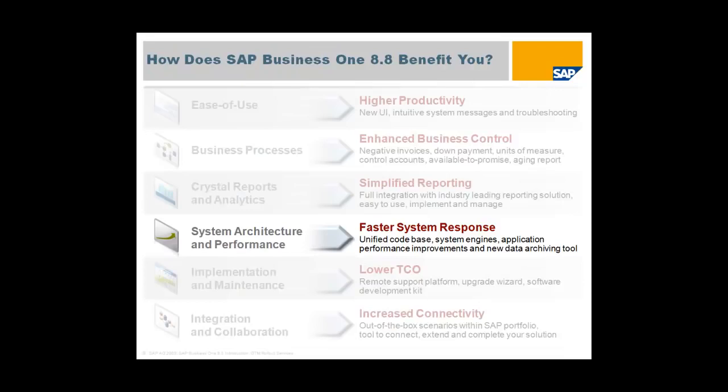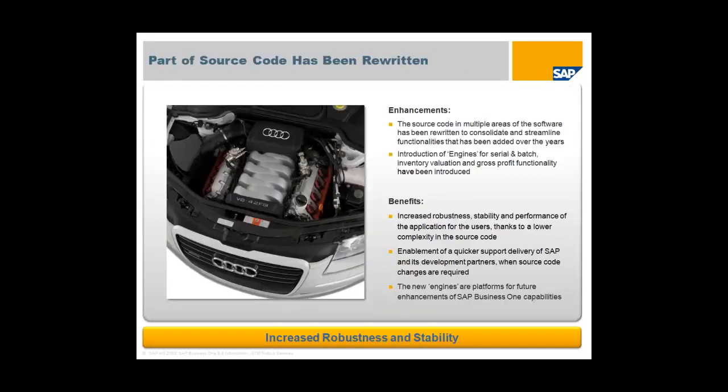So let's now talk for a second about the system architecture and performance and some of the things that we've done to enable a faster system response. Part of our source code has been rewritten. What does this mean to you? What this delivers is increased robustness, stability, and performance of the application for your users, thanks to a lower complexity in our source code. It really enables quicker support delivery from SAP and our development partners where source code changes are required.